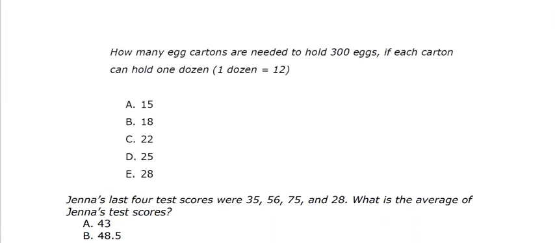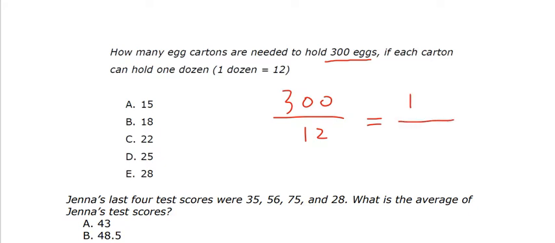Okay. So here, let's say how many egg cartons are needed to hold 300 eggs. One can hold 12. So how many? So 300 over 12. For this number, we just simplify. Let's say divided by 3, so this is just like 100 over 4, right? And divided by 2, so 50 over 2, or 25, right?